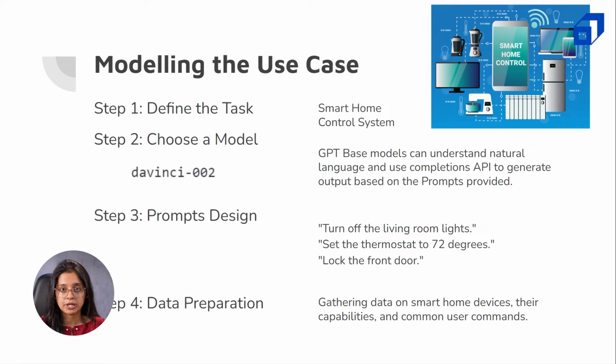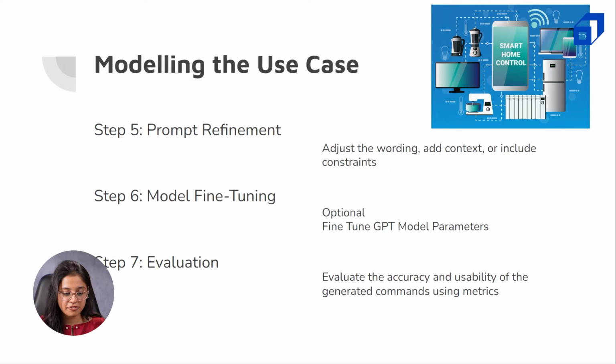Next is data preparation. We further gather data on these smart home devices and their capabilities using a common use case. This data helps us formulate and evaluate the model's responses. Step 5, prompt refinement. We experiment with different prompts, iterate based on the model's responses, adjust the wording, and add context to improve the accuracy and reliability of the GPT model.